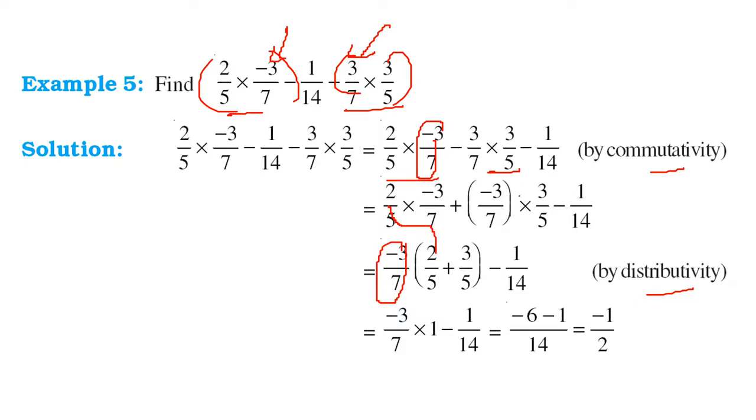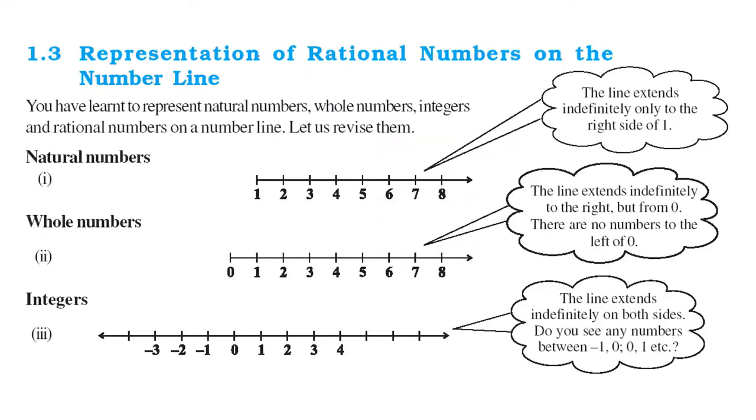If we take minus 3 by 7, 3 by 5 will remain here, and this is minus 1 by 14. When you add these two, you get 1, and when you solve it, you get minus 1 by 2. So this is a way you can employ the commutativity and distributivity together. How to represent a rational number on the number line, because it's quite easy.